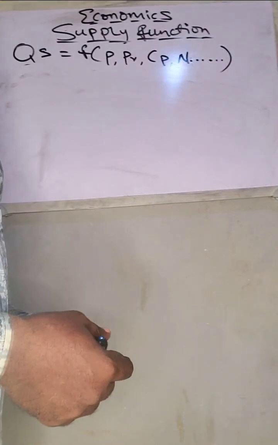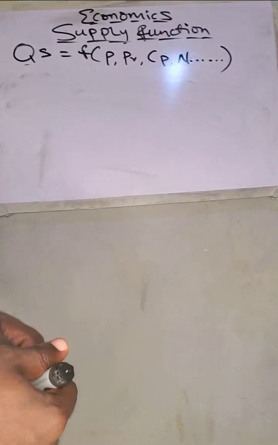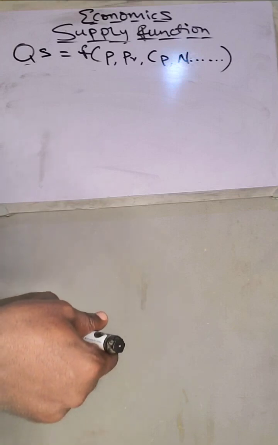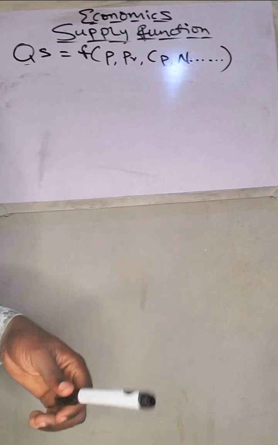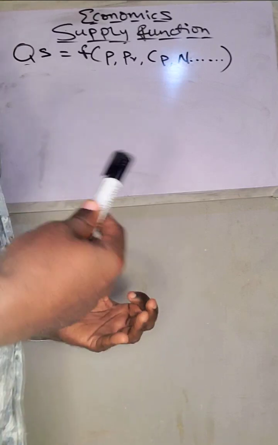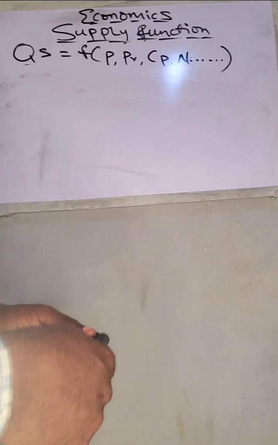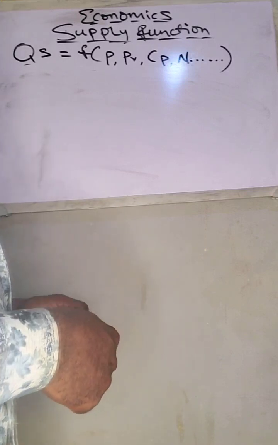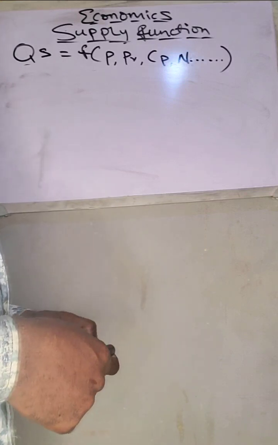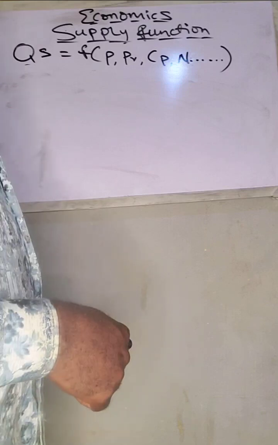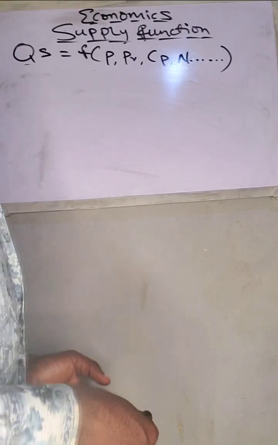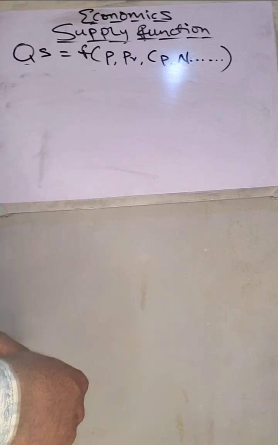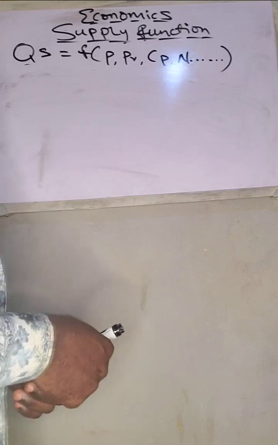One of the factors that affect supply is what? Price of goods. Higher price, higher quantity supplied, ceteris paribus. And the lower price, lower quantity supplied, ceteris paribus.